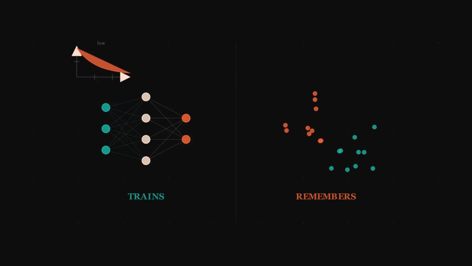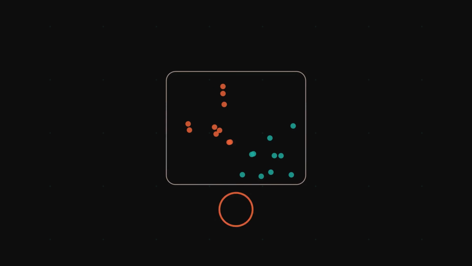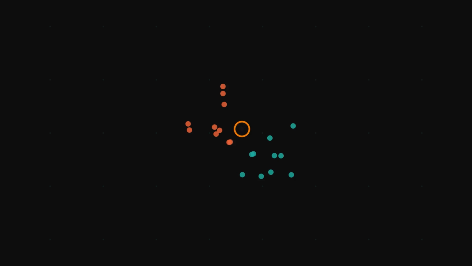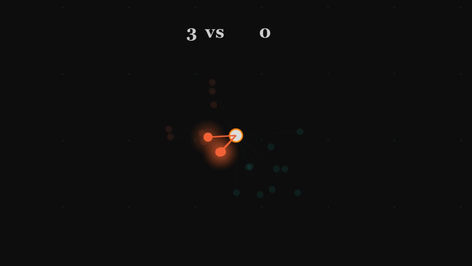KNN is what's called a lazy learner. It doesn't actually learn anything. It just remembers everything. The model is the data. So when a new dot shows up, it checks every single point it has, finds the closest ones, takes a vote. That's it. And the wild part, this actually works.